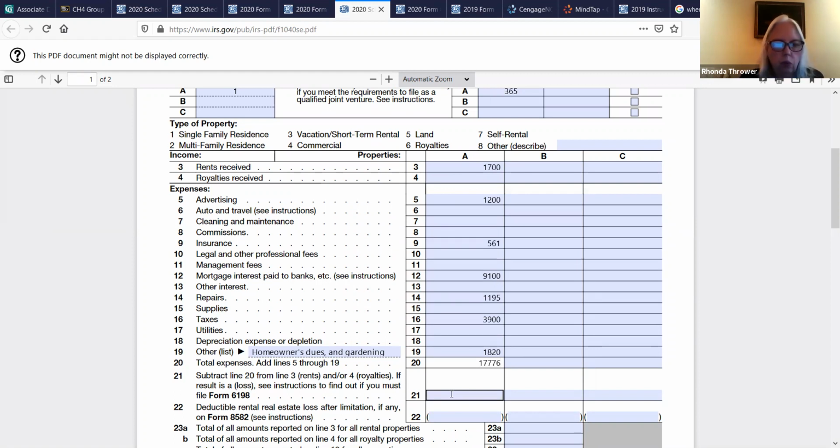And so we're going to enter on line 21 a negative amount here because there was a loss. We had more expenses than what we brought in, of $16,076.